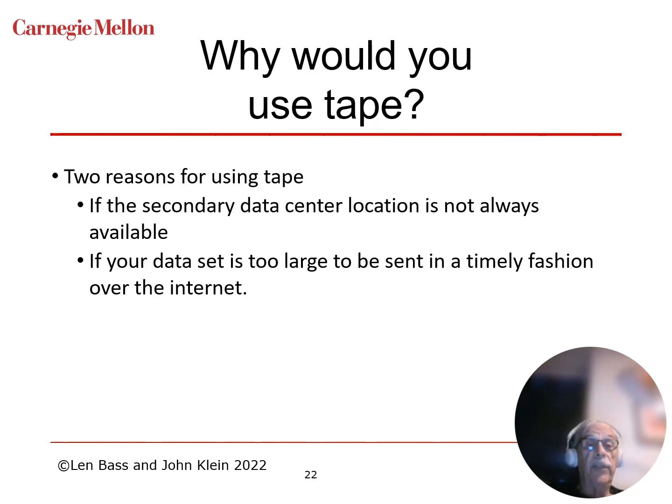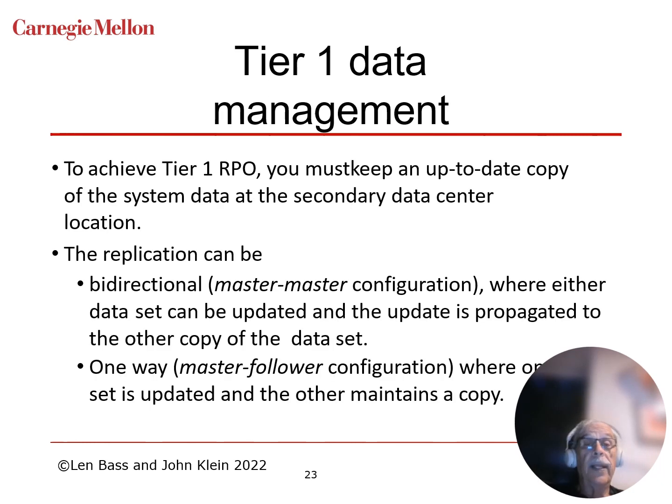So again, two reasons for using tape. Tier 1 has to be online. You can't get 15-minute RPO and RTO with tapes. I don't know if you've ever dealt with tapes, but it takes 5 minutes just to load the tape onto the tape drive. Although these days it's a lot more automatic than it used to be. And so for tier 1, you need to keep an up-to-date copy of the system data at the secondary data center.